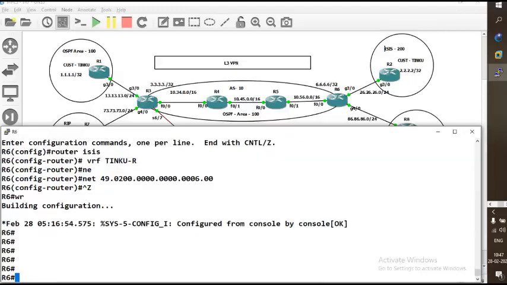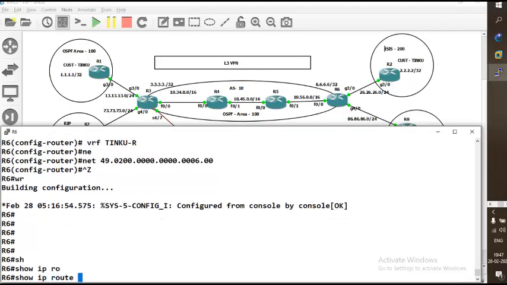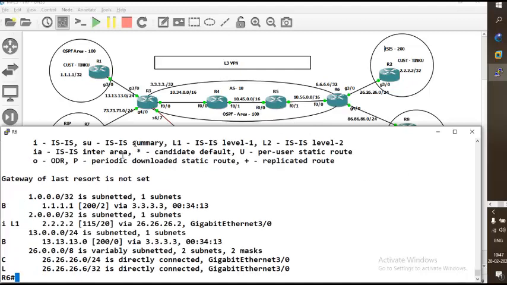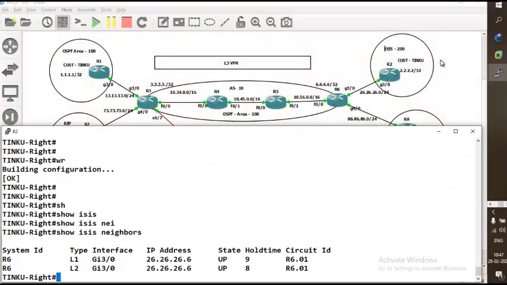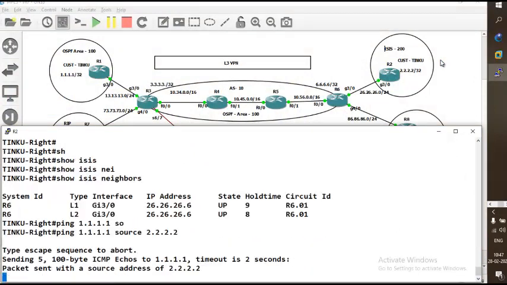If that is the case, I should see in R6 show IP route VRF Tinku, right. Look at this, amazingly, you got the ISIS route. You have learned the ISIS route from the customer. You also learned from the remote customer via BGP. Now, if you go to the customer R2 and try pinging 1.1.1.1 with a source, you will be able to ping.